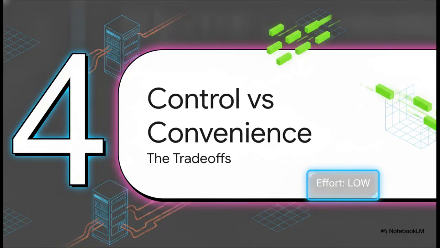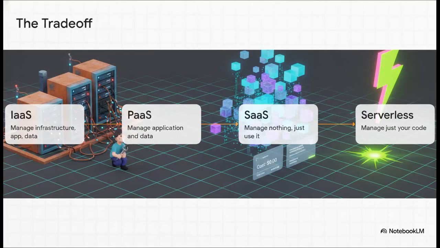Section 4, Control versus Convenience Trade-offs. So let's quickly summarize this outside-in journey we just took. Notice how the management responsibilities literally get stripped away step by step. On the outside edge, with IaaS, you manage everything: the infrastructure, platform, application, and data. Move one step inward to PaaS, and you only manage the application and the data. Move inward again to SaaS, and you manage nothing at all. You just use it. And finally, you drop right into the center with serverless, and you manage nothing but your specific lines of code. You don't even manage the runtime environment it lives in.